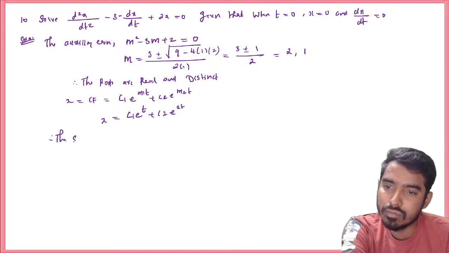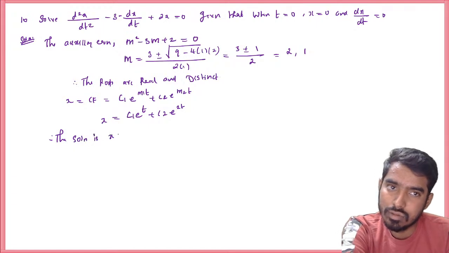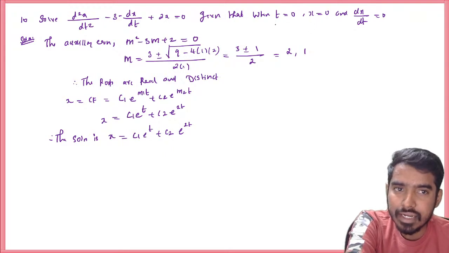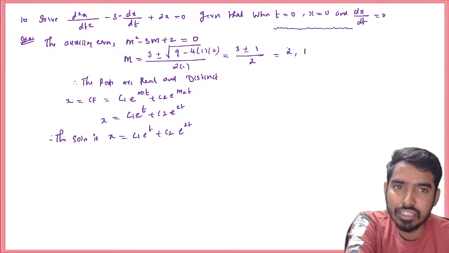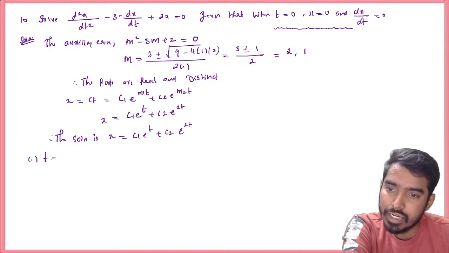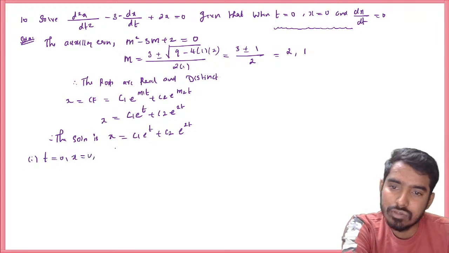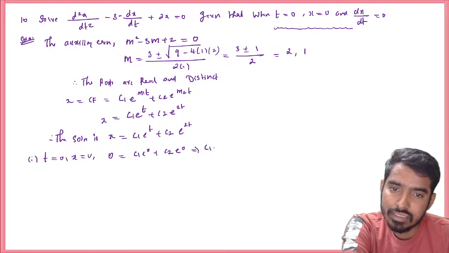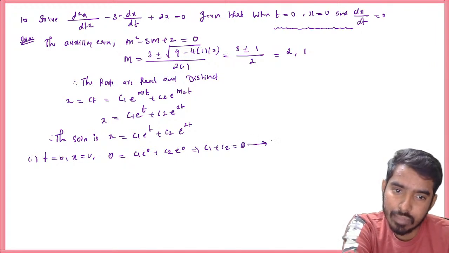Therefore, the solution is x is equal to C1 e power t plus C2 e power 2t. Usually you stop at this stage itself, but since they have given this initial condition, you need to find the values of C1 and C2 now. It is given that when t is 0, x is 0, right? So substitute here: 0 is equal to C1 e power 0 plus C2 e power 0. This implies C1 plus C2 is equal to 0, right? Call this equation number 1.